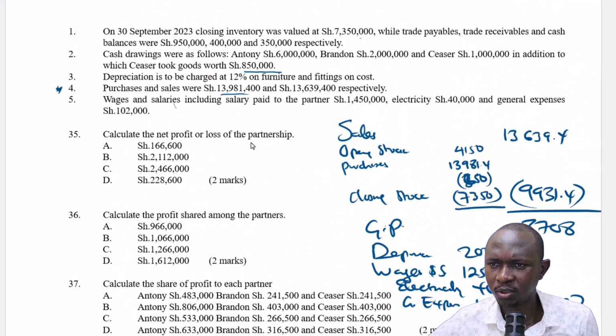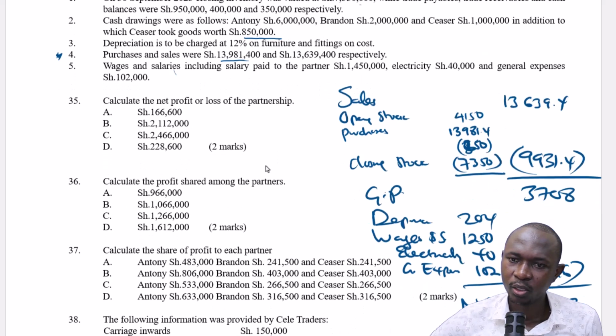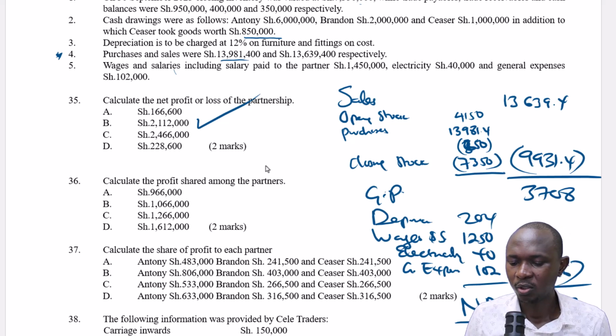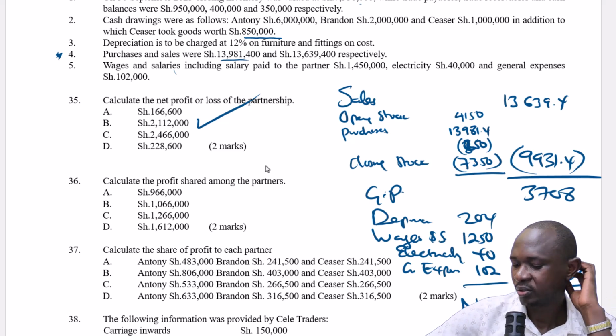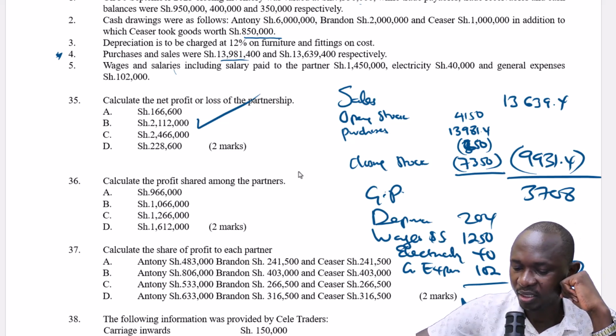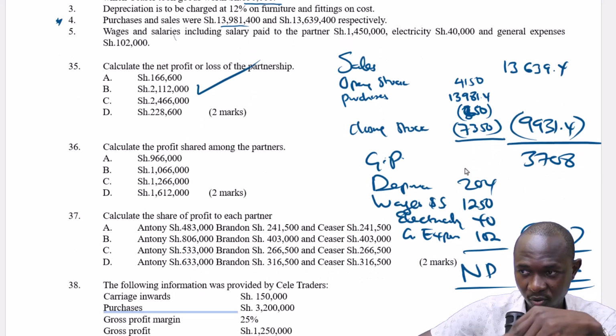I hope that's what the question is asking: calculate the net profit or loss for the partnership. Yeah, this is the answer, 2112. That is the net profit for the business. Next, and that's how we get it.